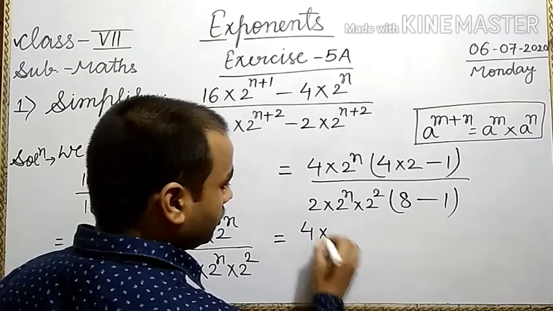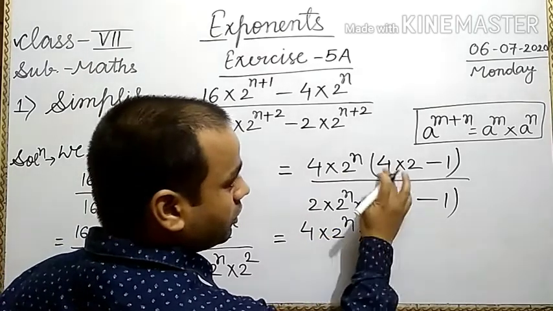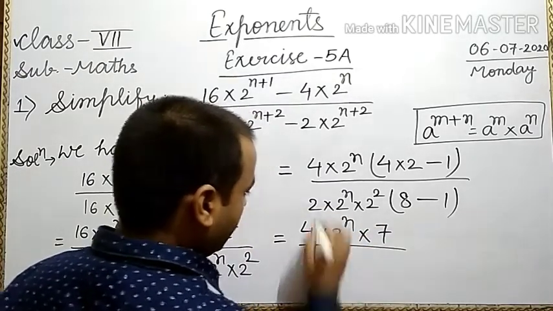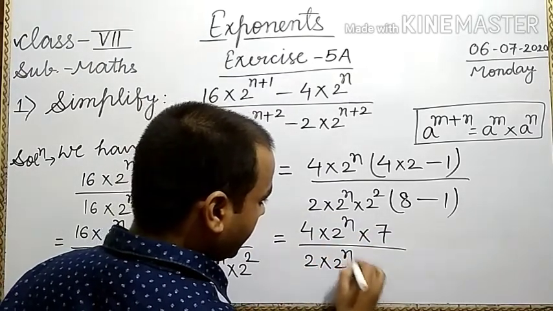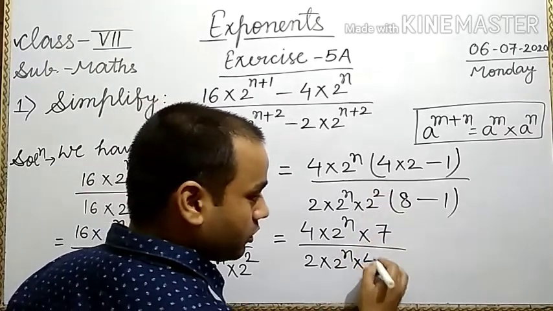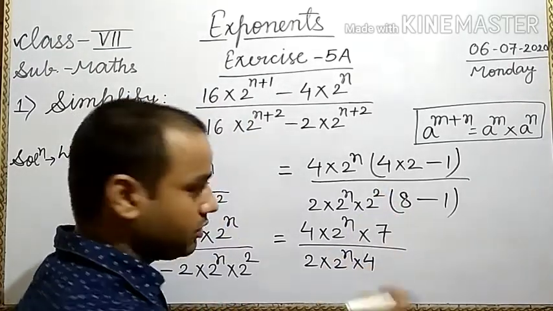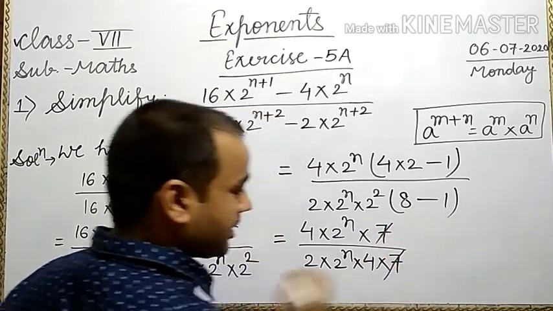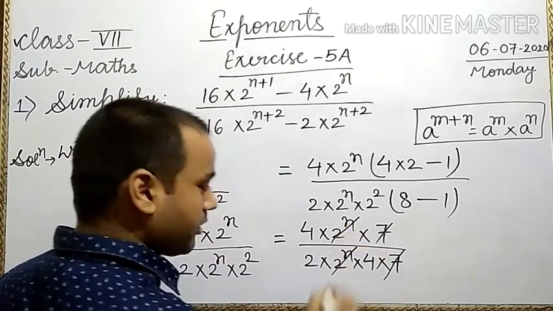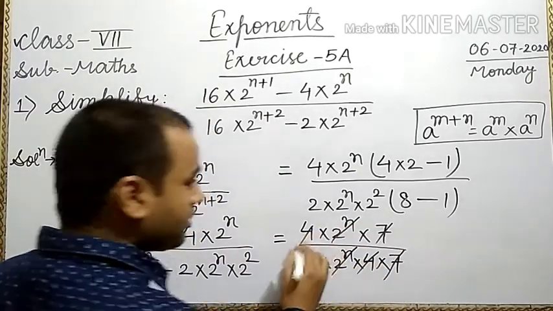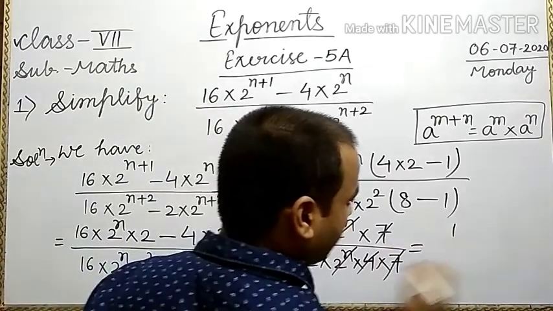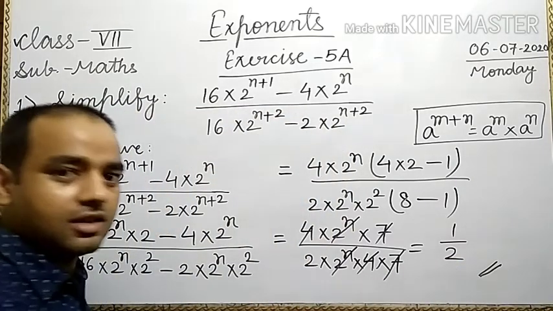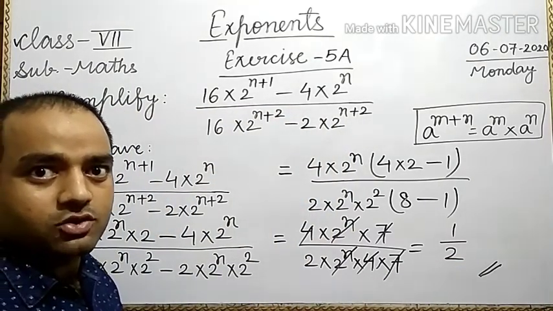4 into 2 power of n into (4 into 2 is 8, 8 minus 1 is 7) upon 2 into 2 power of n into 2 power of 2, which means 4. 2 power 2 means 2 into 2 is equal to 4, into 8 minus 1 is 7. The 7 cancels out. 2 power of n and 2 power of n cancel out. 4 cancels out. In the numerator the remaining is 1 and in the denominator 2. So this is your required answer. Is it clear?